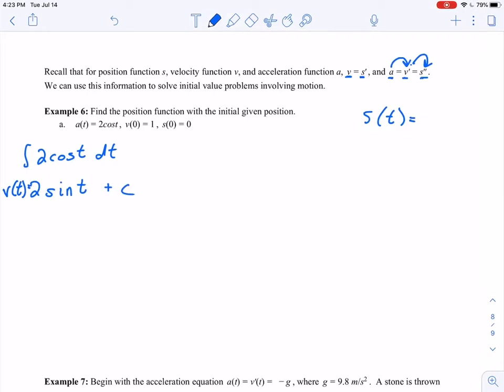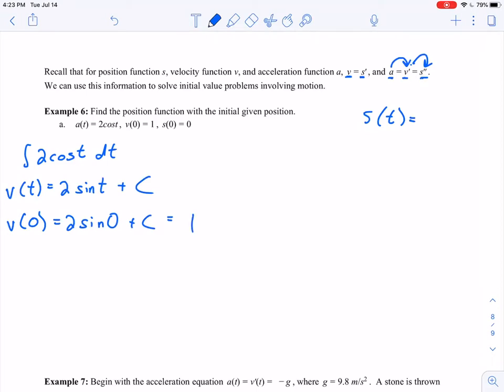So v of t, and actually let me just rewrite this so that I have a little bit more room. v of t is equal to 2 sine t plus c. And I need to find out what is my constant of integration. And I'm given this initial condition. It says, hey, v of 0 is 1. So if I take 0, plug that into my function, 2 sine of 0 plus c, that is equal to 1.